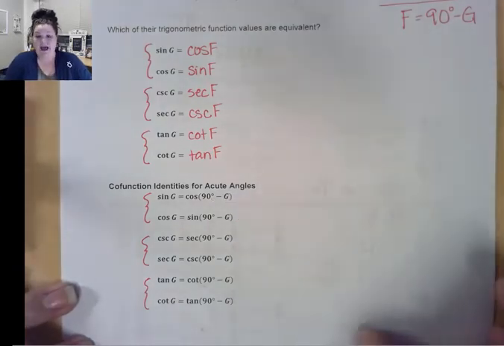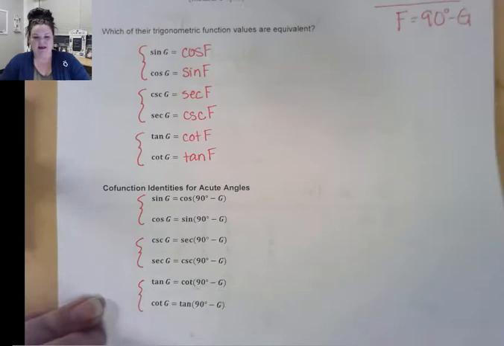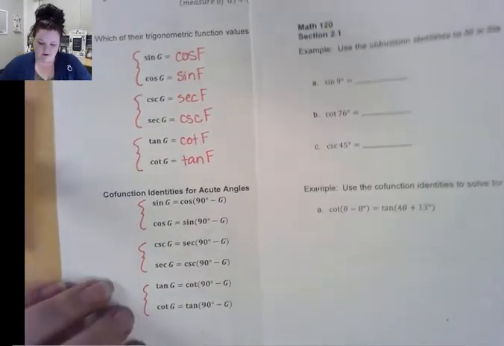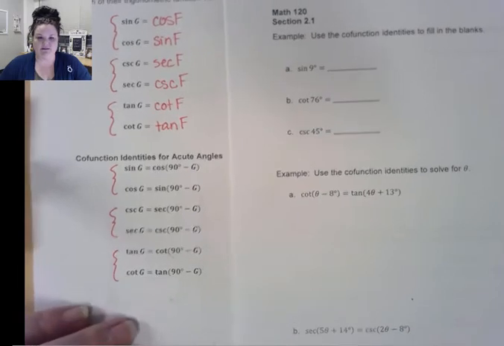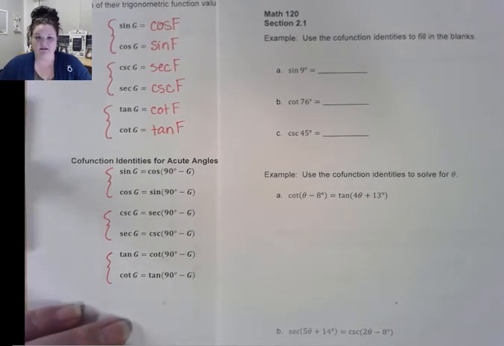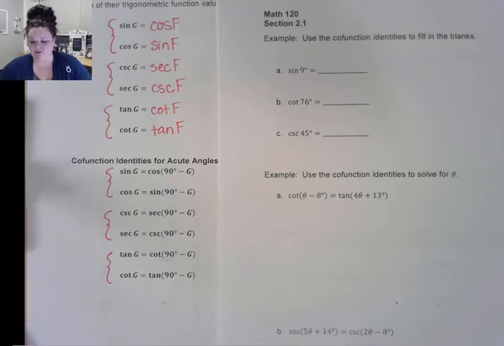So I want to show you how we're going to use these to solve, and I'm actually going to keep this paper, hopefully visible, while I look over at page 3. So on page 3, it says use the cofunction identities to fill in the blanks.